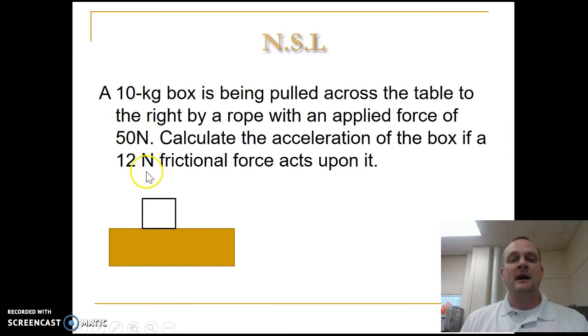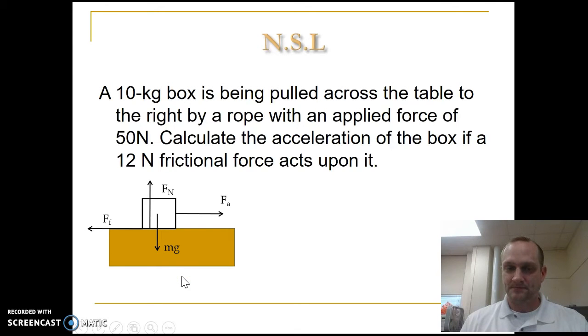Well, now we have unbalanced forces, right? I've got 50 newtons to the right. I'm only going to have 12 newtons to the left. So the result is going to be that this box will accelerate. First thing I do is I label all my forces. I know I have mg going down. I know I have the normal force going up. I have the applied force of 50 newtons to the right, and I have the frictional force to the left.